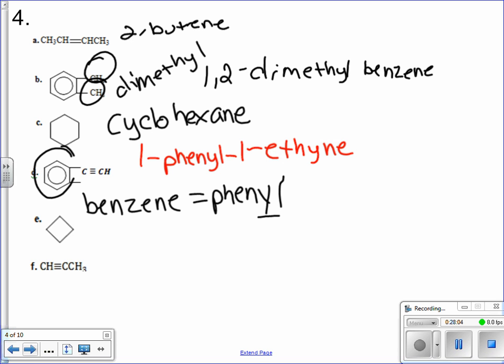All right, letter E, another shape, no branches. Count your points. You have 4 of them, so that's 4 carbon. Bute is the prefix for 4. All single bonds, so our suffix is ANE. Instead of a chain, it is a shape, so we have to use cyclo. Cyclobutane.